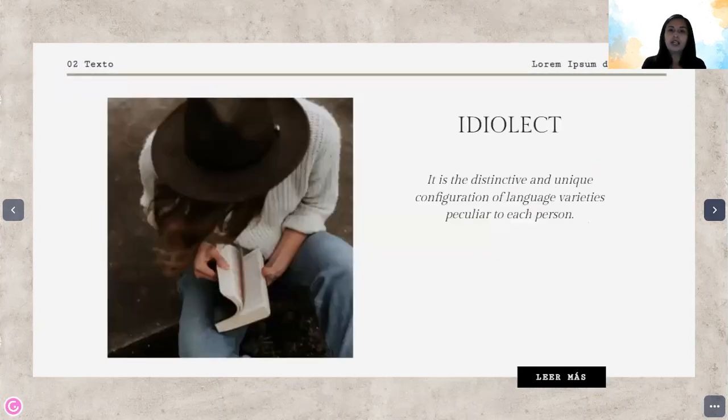Finally, I would like to talk about the idiolect. In this case, this was something that amused me because I didn't know about this term. And this is the distinctive and unique configuration of language varieties peculiar to each person. So we have the accent and the dialect, which are particular to one region. So I understand that when I talk, I have my particular accent and dialect according to my country. However, I have my specific idiolect, which is the way I basically manage my language, how I personally pronounce words.